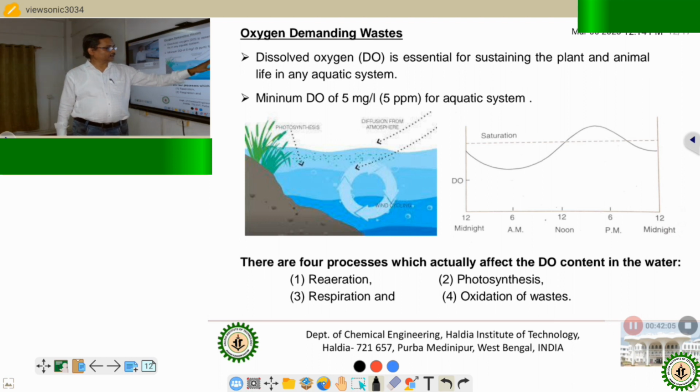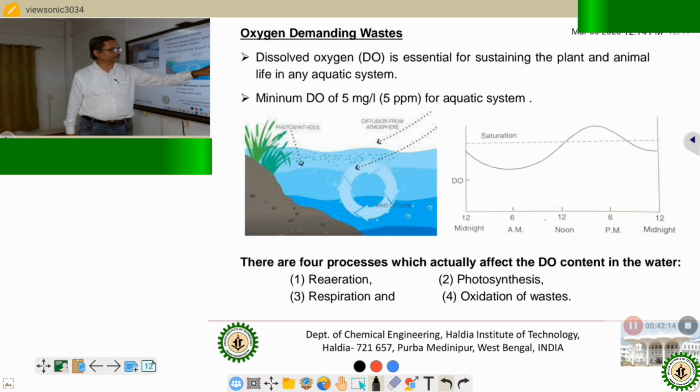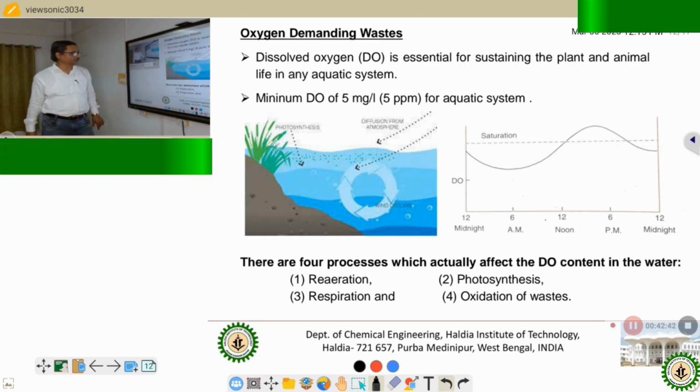During the night time there is no photosynthesis, there is no oxygen generation. Rather, by respiration or by oxidation of the waste, some oxygen is being consumed. So the dissolved oxygen level has decreased. But after 6 am, the sun rises and light goes inside the water, and by photosynthesis oxygen will be generated, so the DO level will increase, and ultimately in the night time it will decrease again. That behavior is called diurnal behavior of DO. With this pattern, we can understand how the oxygen level in water changes throughout the day.